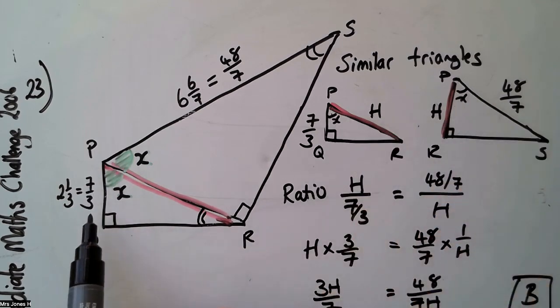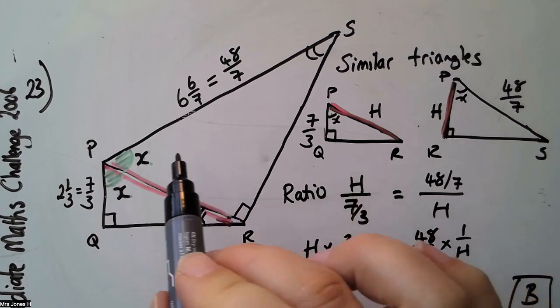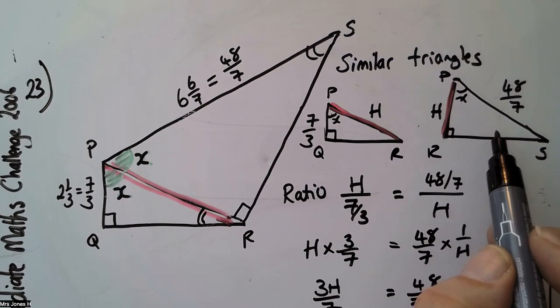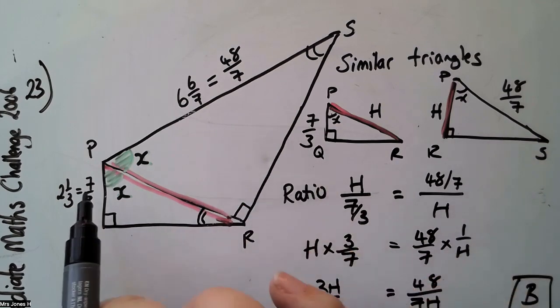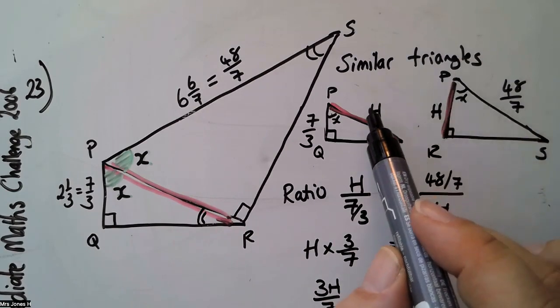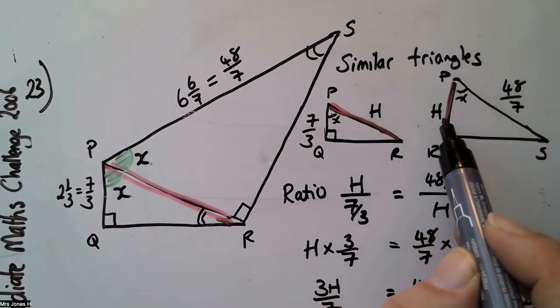So I've drawn them out. I've drawn this small triangle out here and the large triangle out here. I've then labelled it with what I know, the improper fractions for these two lengths here, and I've just given this unknown length a letter.